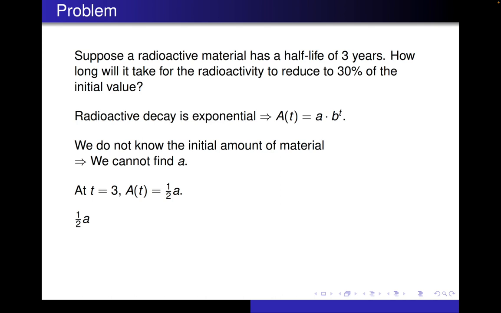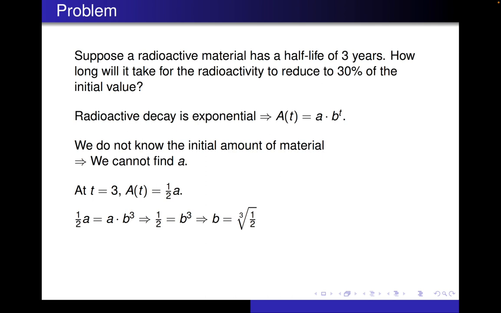So if we put in 1/2 A for A of t, and we plug in time equals 3 for t, we get 1/2 A equals A times b cubed. And now, some really interesting things happen. Notice that you have a factor of A on both sides of that equation. So if we divide by A on both sides of the equation, the A's disappear, and we end up with b cubed equals 1/2. And if we take the cube root of both sides, we get b equals the cube root of 1/2.